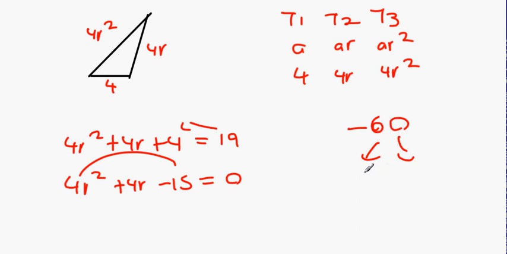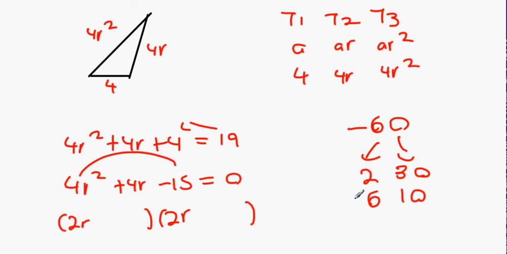So what do we have? We could have 2 by 30, 6 and 10. So it's 6 and 10. So what we can do is break up this into 2r and 2r. And that is going to be plus 10 minus 6. So 2r multiplied by plus 5. And 2r minus 3 equals 0.